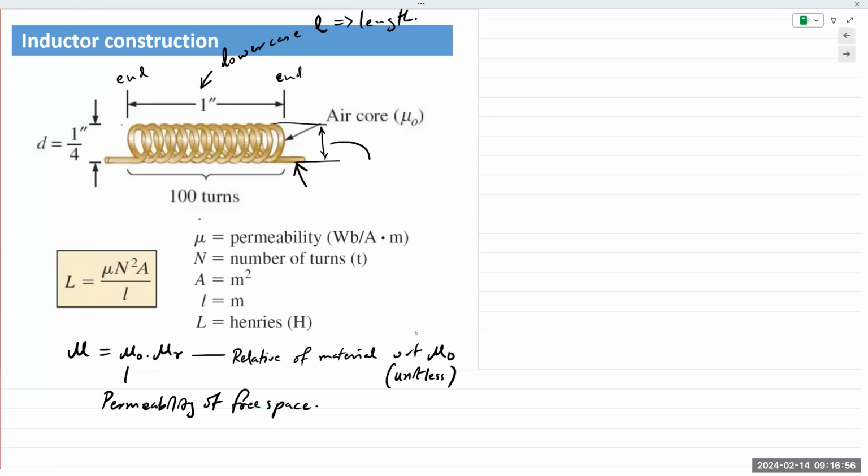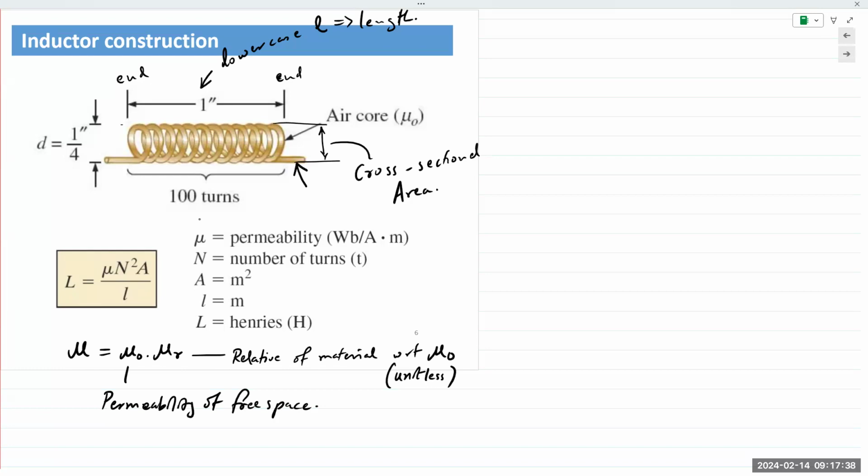Area is the cross-sectional area of this loop, depending on how big or small the area is. So the only thing that decreases the inductance is the length. The longer the loop, the lower the inductance. Everything else increases the inductance. So the inductance value is directly proportional to the number of turns, directly proportional to the permeability of the core, and also directly proportional to the cross-sectional area.